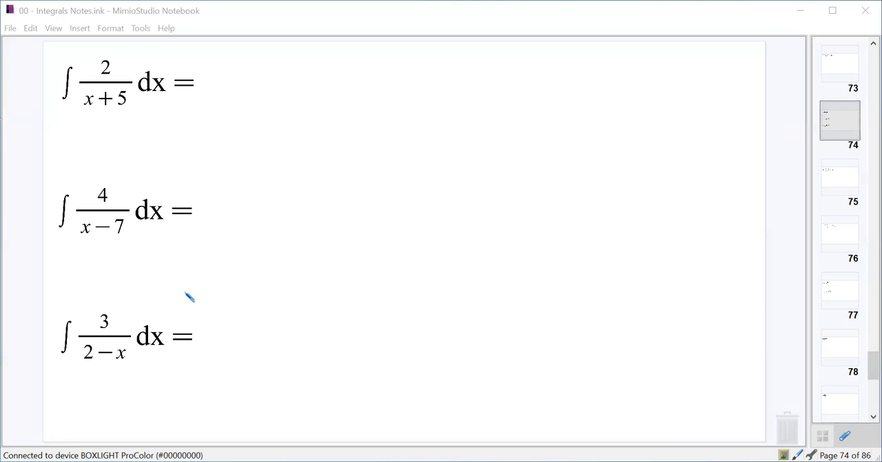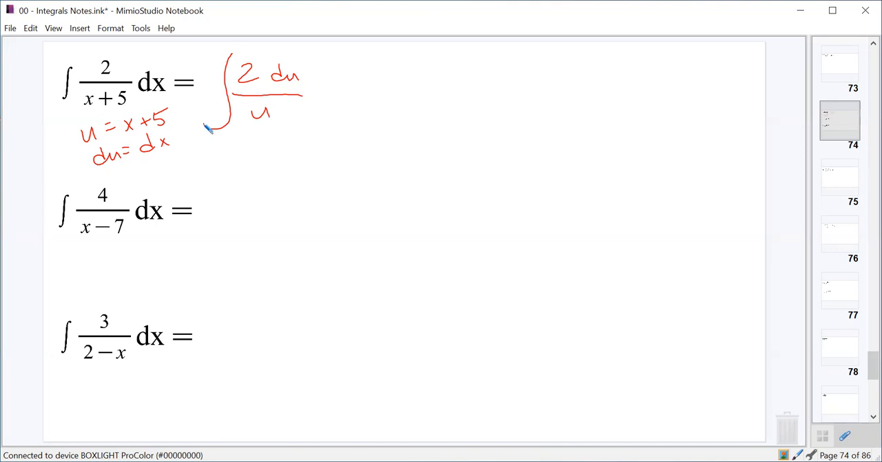So the first one we're looking at here is an integral of 2 over x plus 5 dx. Kind of like we did with some of the u sub integrals in the previous lecture, we're just going to u sub out that denominator. So we can see that for the first one here, if we let u equal x plus 5, du then is just 1 dx, or just dx. So this makes the substitution really quite easy. This ends up being 2 du over u.